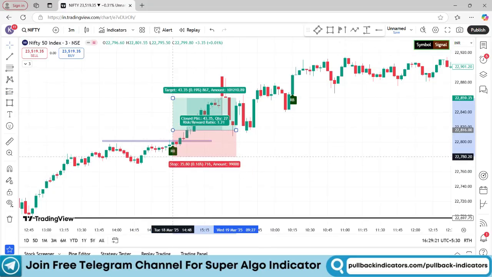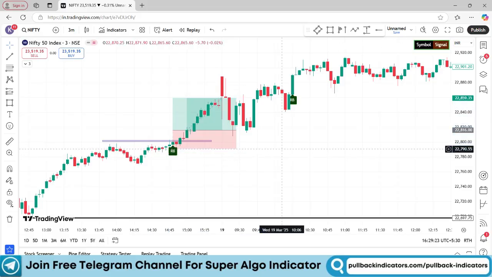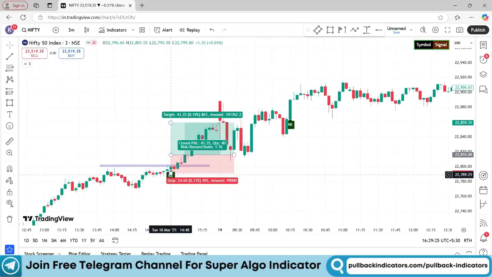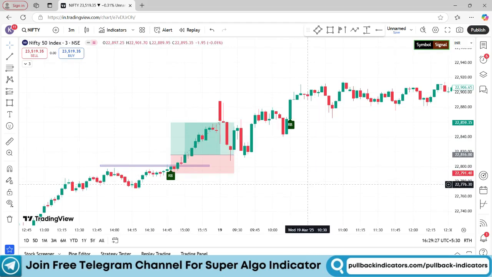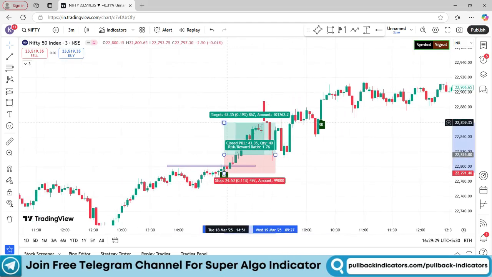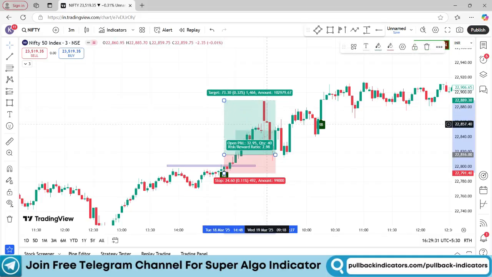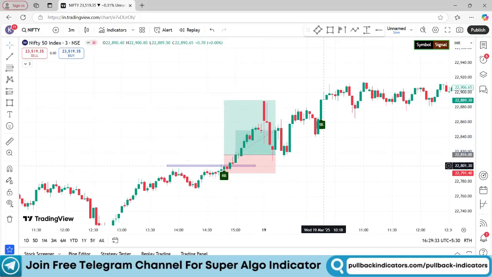Okay, you can keep a stop loss on the previous signal candle low, and then easily you can see that 1:2 has been achieved. 1:2.98 has been achieved. Okay.